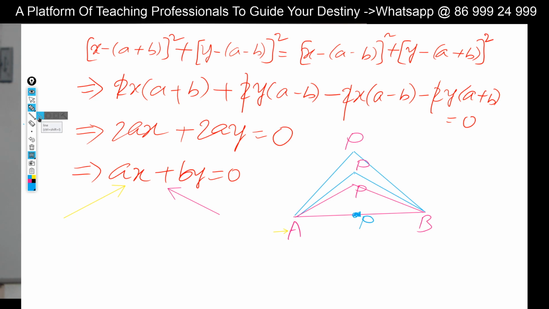Similarly, you will find one more point here like this, one more point here like this, one more point here like this, one more point here like this, one more point here like this, that are equidistant. All these are P only, please. That's what the meaning of locus. It is a path traced.